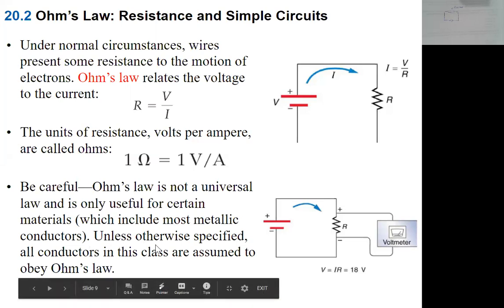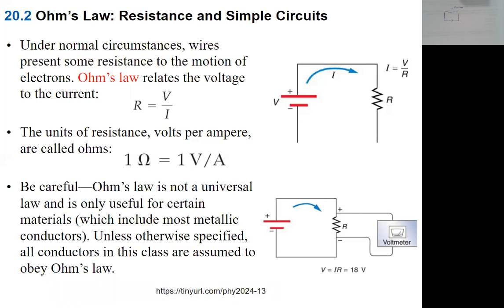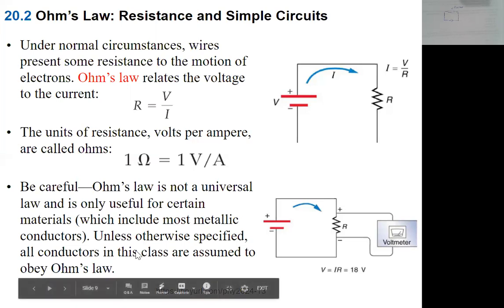In this class, if not otherwise specified, all conductors are assumed to be like metals, and they will obey Ohm's law. Unless, in other contexts, you encounter say a semiconductor, then Ohm's law doesn't apply. Or maybe a superconductor, it doesn't apply there either.